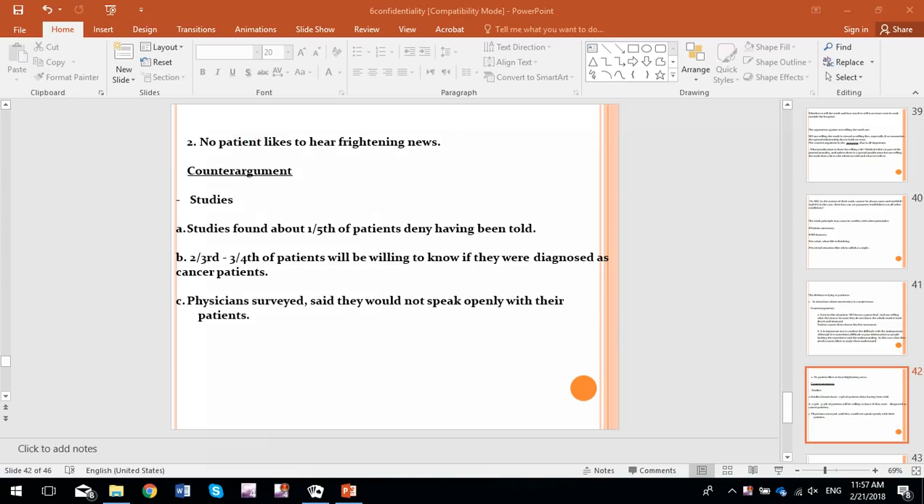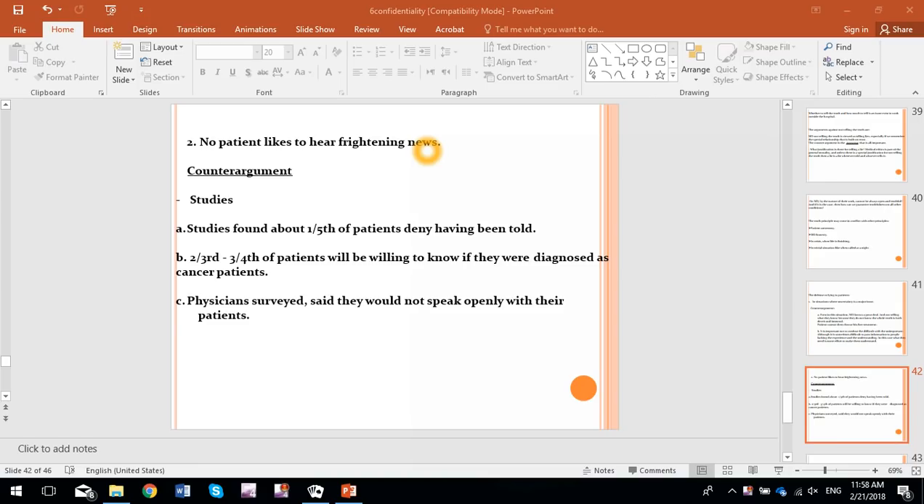The second issue is that no patient likes to hear frightening news. This is from those defending the physician position of not telling the truth. The counter argument for this statement is based on studies. In one study, 20% of patients denied that they had been told about their illness, while the physicians said we told them about their illness. 20% of them denied hearing this. Either they did not hear it or they did not understand it. But again, still there is 20% of patients who denied being told about their illness.